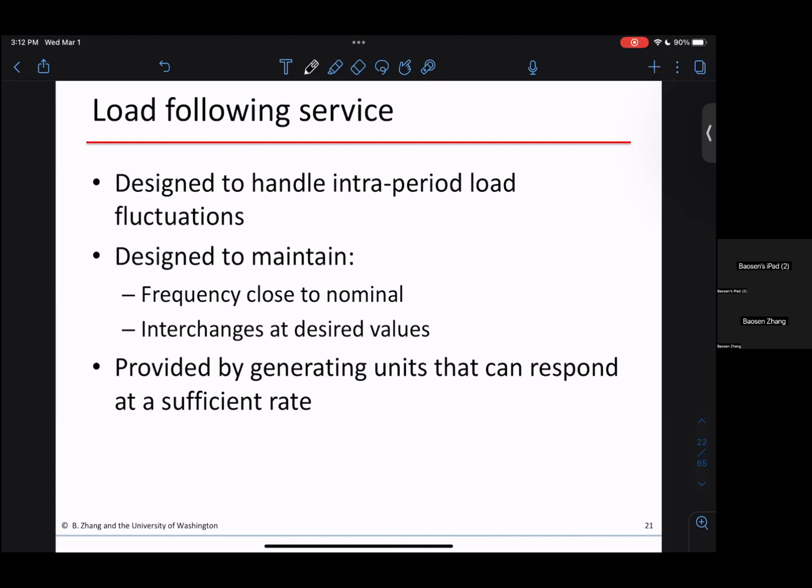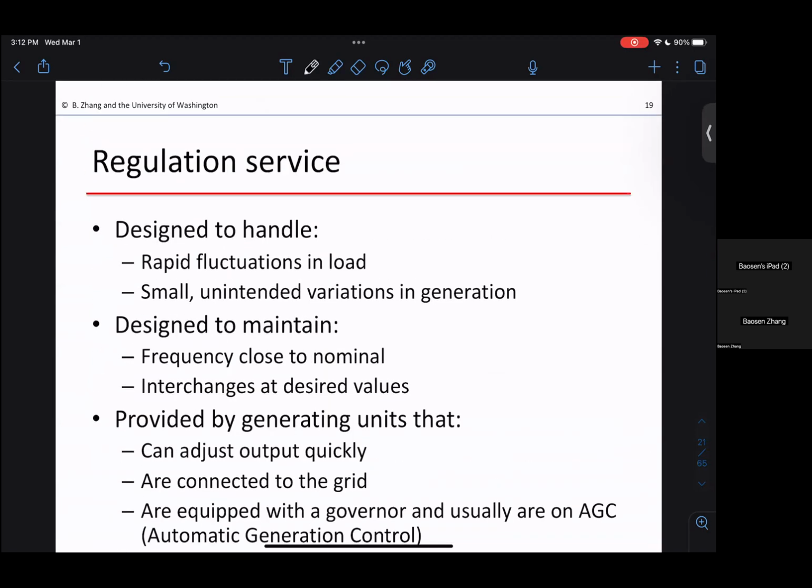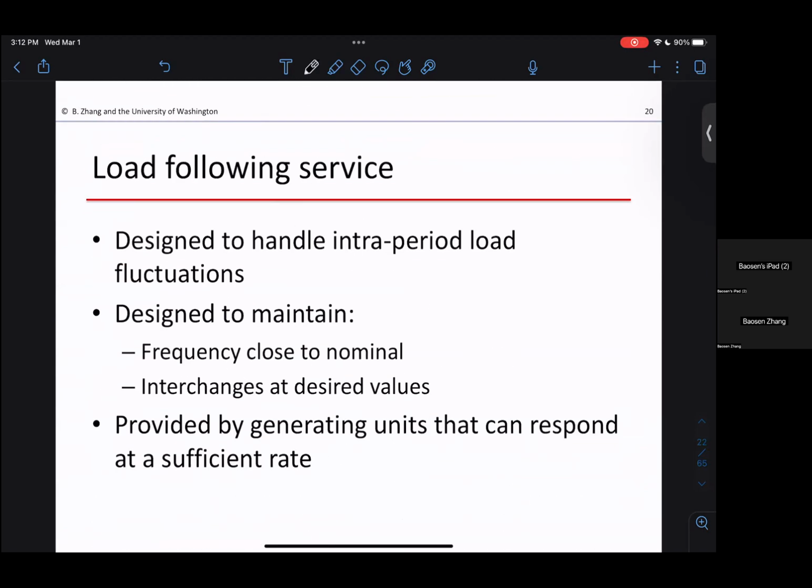And if you're running a system, you're paying a bunch of people to do regulation, you're paying a bunch of people then to do load following, you're paying all the entities to do this kind of work.